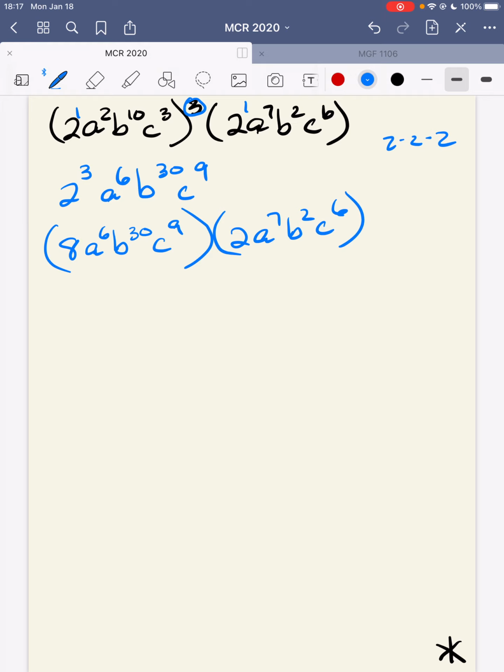So now we just go ahead and multiply. I have 8 times 2, which is 16. I have a to the 6 plus 7, so 6 plus 7 will be 13. b to the 30 plus 2, which is 32. And c to the 9 plus 6, which is 15.